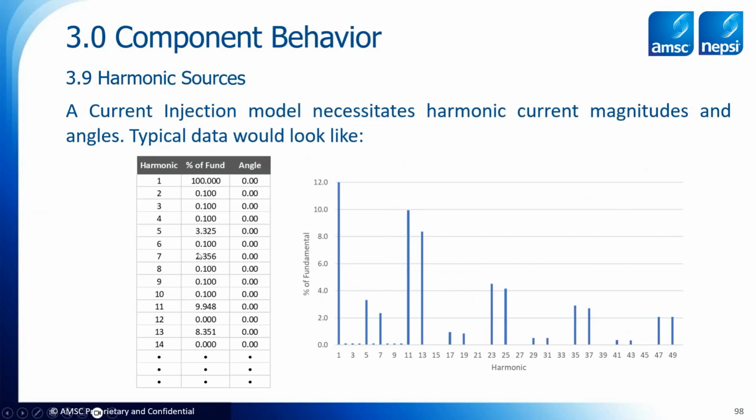This is 3% of fundamental, 2%. And you would have an angle associated with it. In almost all cases that I perform harmonic simulations, I always assume my angle is 0 for every injection, and I will generate a worst case level of distortion, which is conservative. It is very rare that I will include angle.